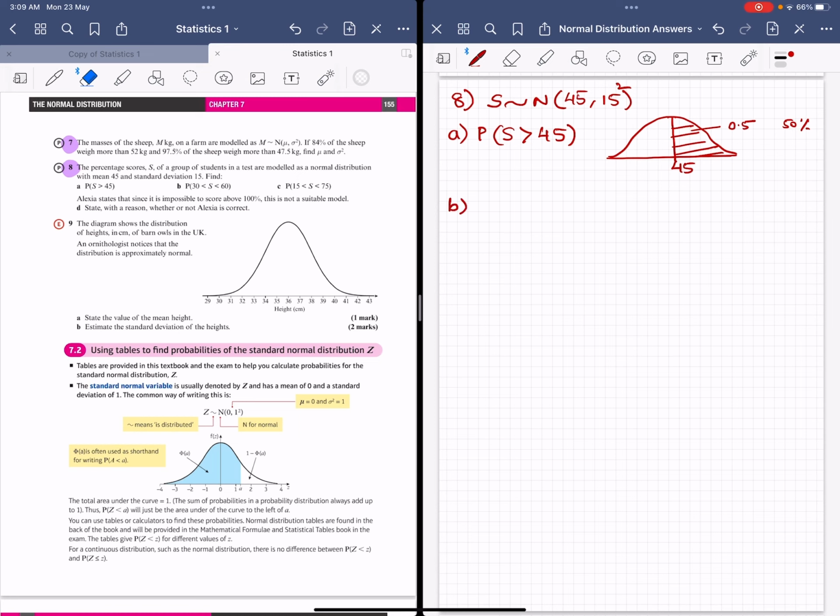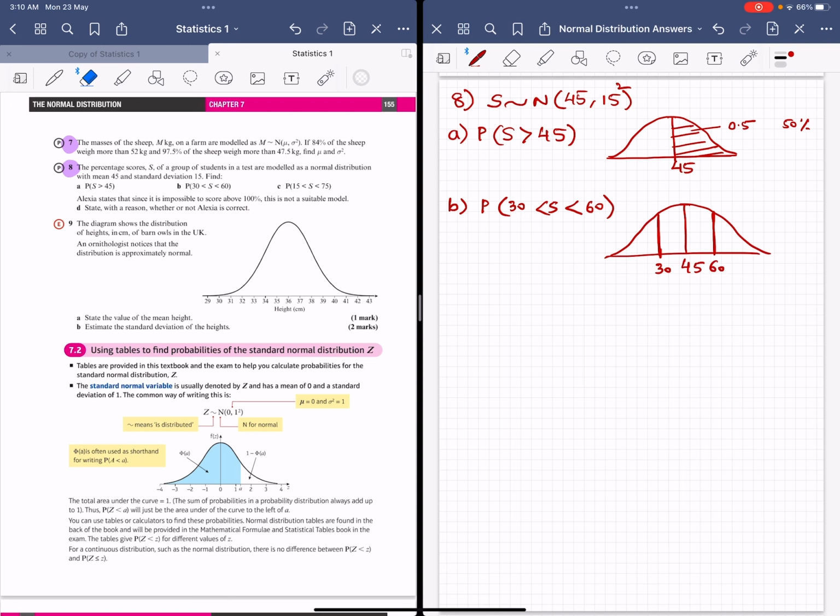B. Find the probability that the score is above 30 and below 60. Again, we can draw a bell curve. The mean is 45. Standard deviation is 15. Therefore, one standard deviation below the mean would be 45 minus 15, which is 30. And one standard deviation above the mean would be 45 plus 15, which is 60.